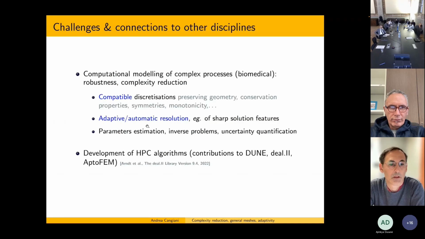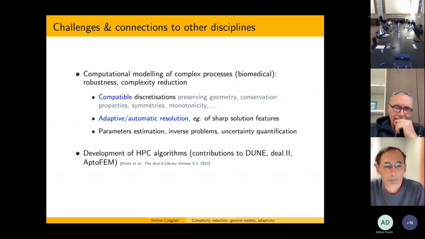I'll probably stop here. I'll try to be as short as I could. It's just a quick summary. The idea is to do computational modeling of complex processes in a robust way, and to try to achieve a complexity reduction through compatible discretizations and adaptive resolution. Related to this, there are interesting problems, of course, of parameter estimation and inverse problems, and crucially the development of appropriate HPC algorithms.